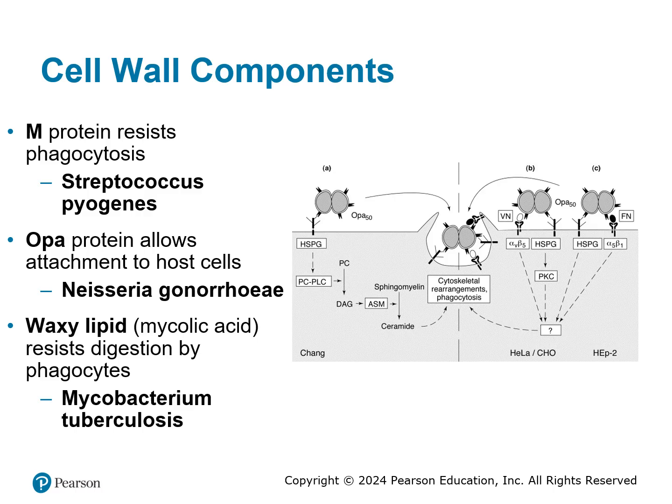All right, now we have cell wall components. The M protein is going to resist phagocytosis. So an example of a pathogen that has M protein is Streptococcus pyogenes. Then we have good old gonorrhea, Neisseria gonorrhoeae. So the Opa protein is going to allow that to attach to the cells here.